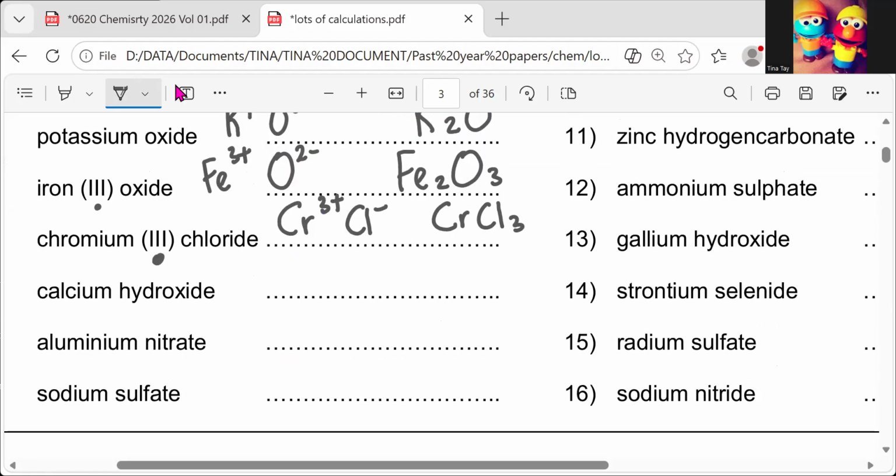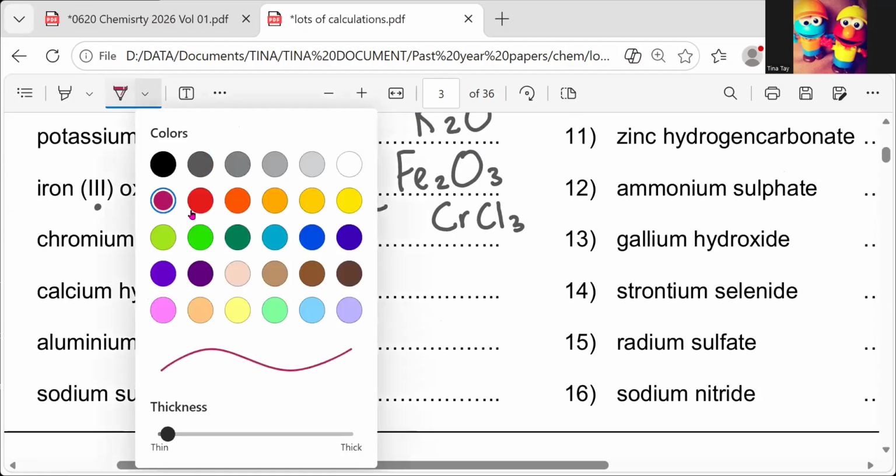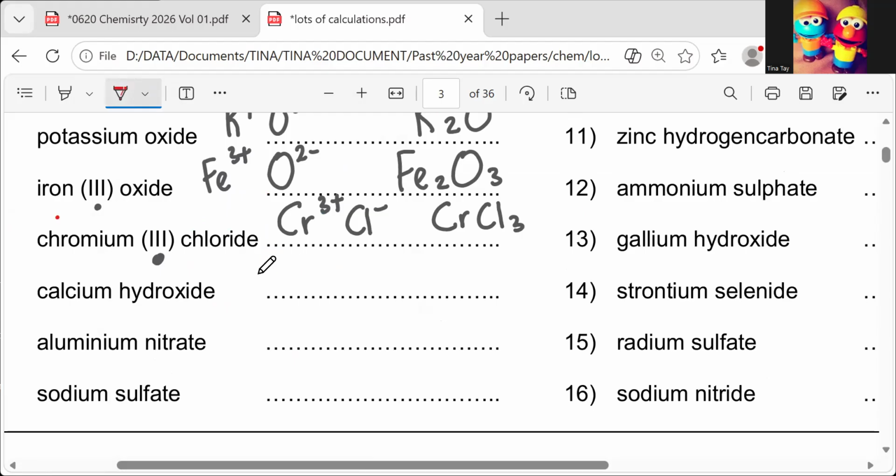Okay, now this one's a little bit different. See this, calcium is 2 plus. Hydroxide, OH, is 1 negative. But hydroxide is one element or two elements? Two. So you cannot just write CaOH2. Cannot. You have to bracket to show that this whole thing is double. Okay?